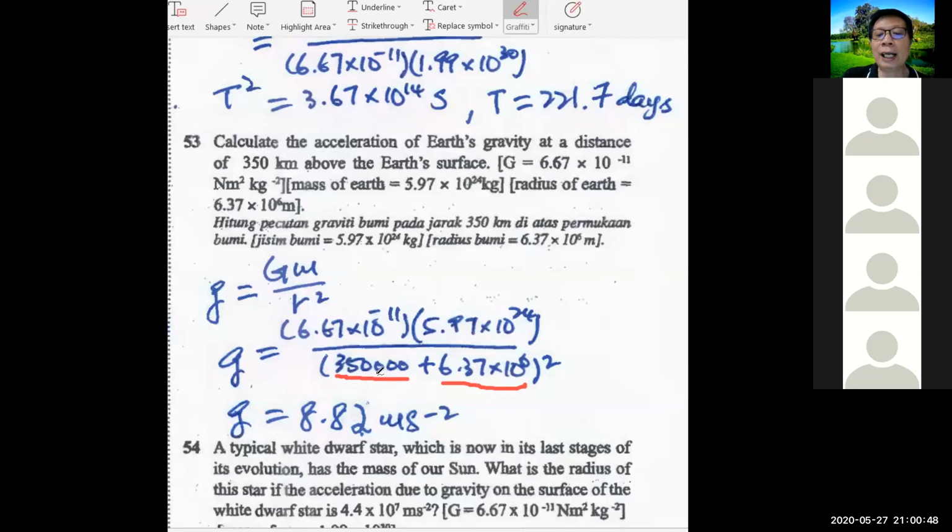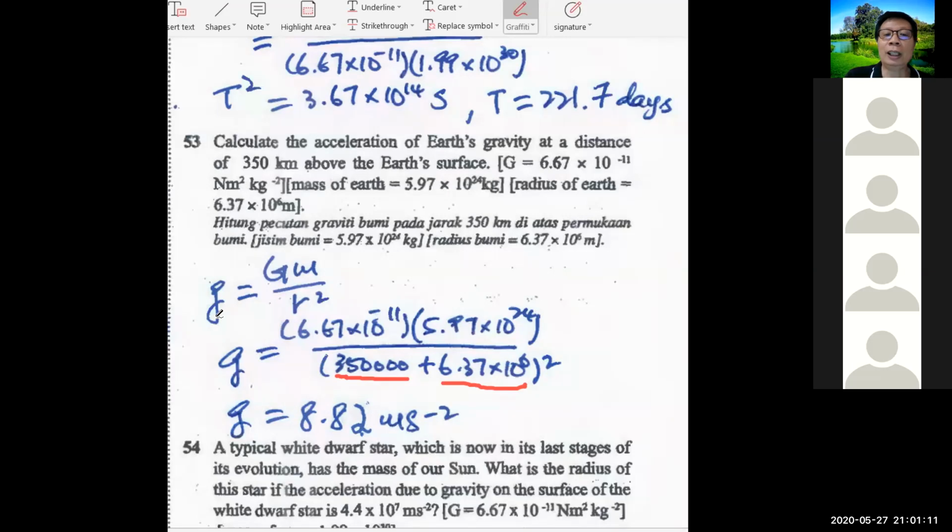Okay, this one has 10^3 because it's in kilometers, changed to meters. This one is already given in meters, so I don't change it, right? It's already in meters. So it's just a matter of memorizing the formula in this chapter. There are many formulae in this chapter. This chapter is just like mathematics, a lot of things to memorize.